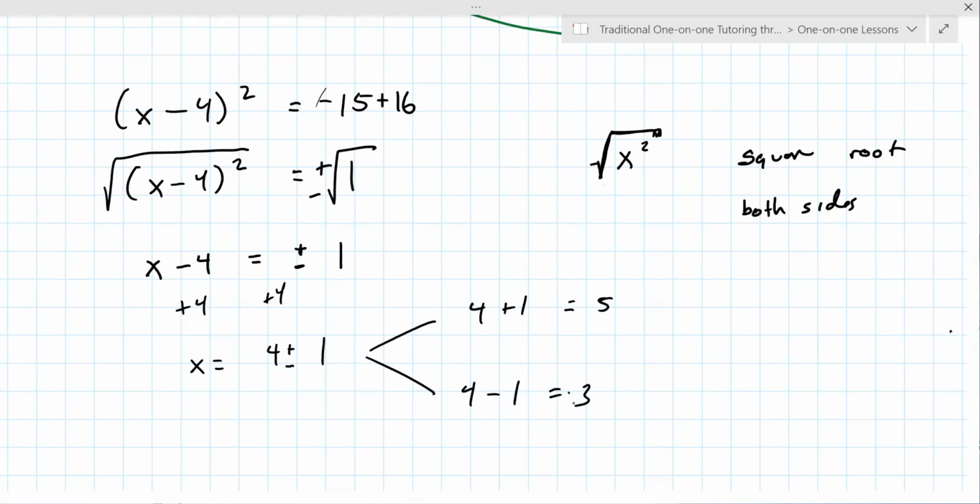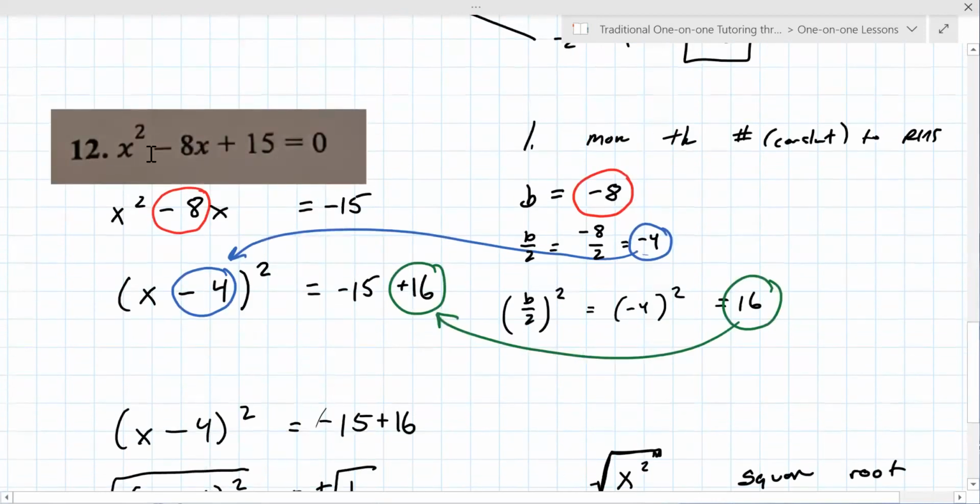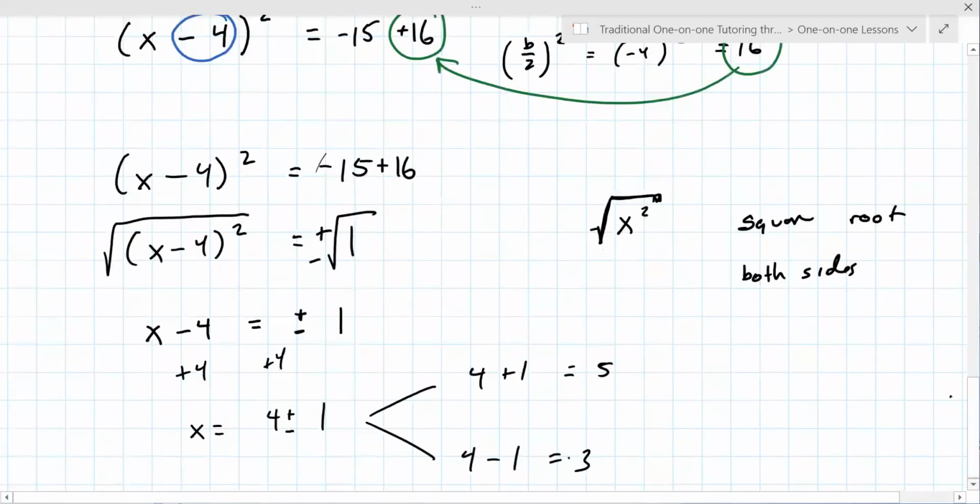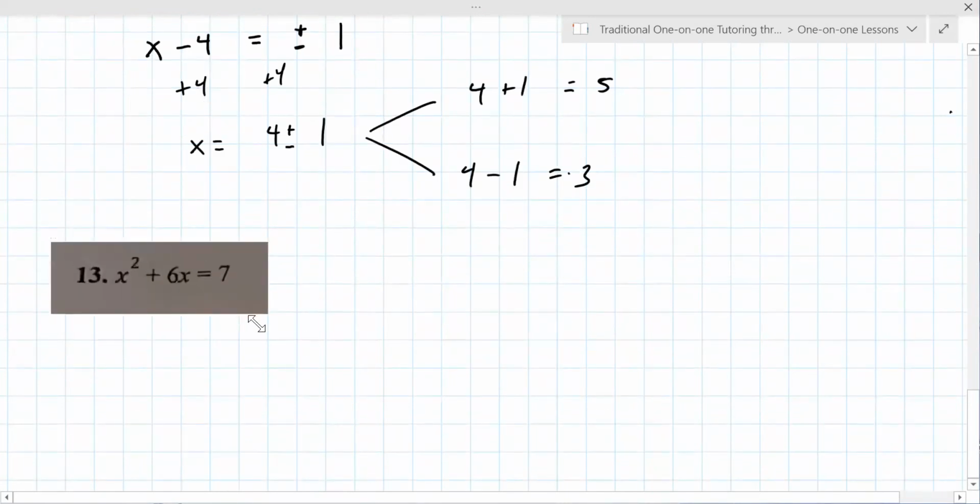Okay, let me write that down. That's the answer. Now I want to remind you that on every problem, we're going to do this. I'm going to ask you, what is the value of b? We're going to divide it by 2 to get a number. Then we're going to square it. We're going to do the same thing for every problem remaining. There is nothing new that you will see in these problems. If you follow this recipe, you will see that you can do it.